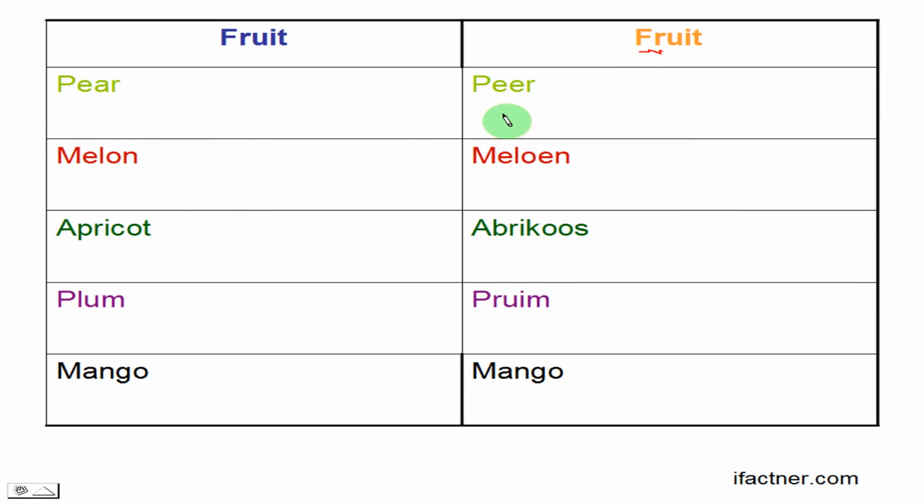Pear. Peer. Nice. Melon. Meloen. Good. Apricot. Abrikoos. Good. Plum. Pruim. Mango. Yeah, mango.